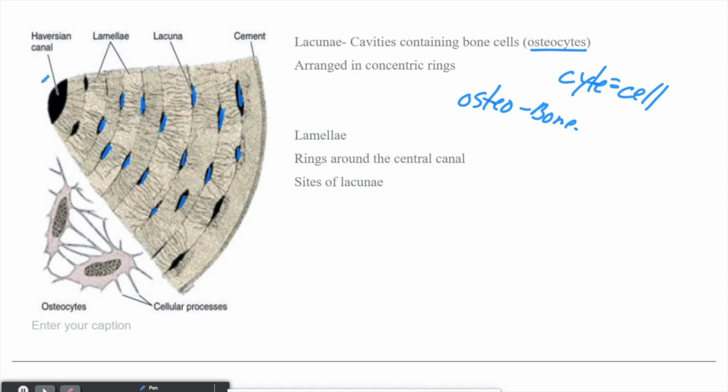So you have your Haversian canal surrounded by lamellae. Those lamellae hold lacunae, which are going to produce osteocytes, which are new bone cells. And that's the microscopic anatomy.